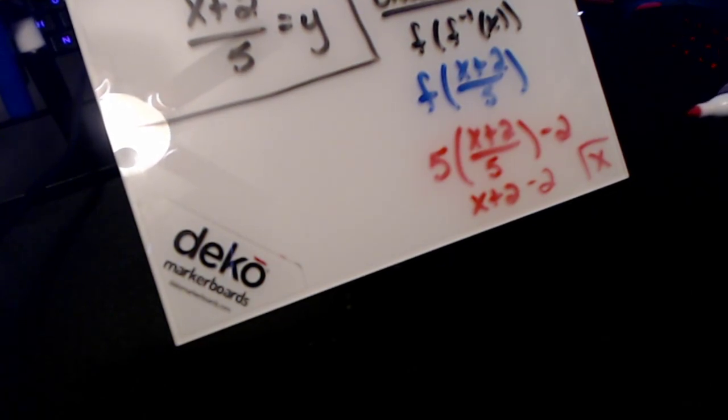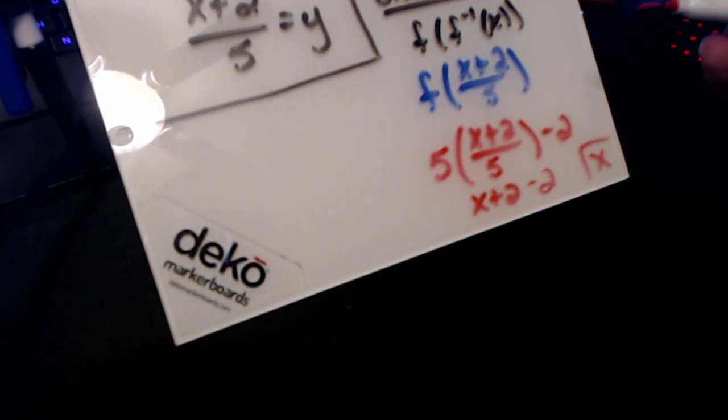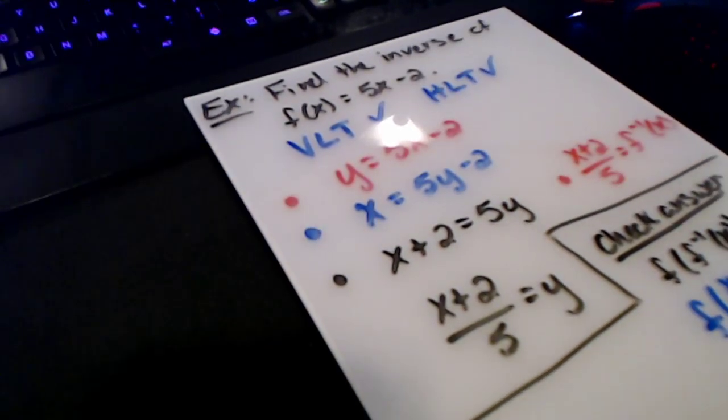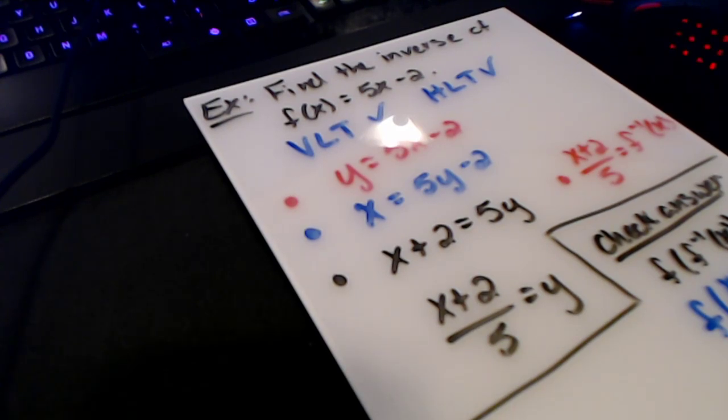More often than not, you're not going to go back and check, because you can also graph both lines. And if they're perpendicular, then you're good. So you have two options for checking. You can check by hand, or you can check in the calculator. All right, so let's look at another function.